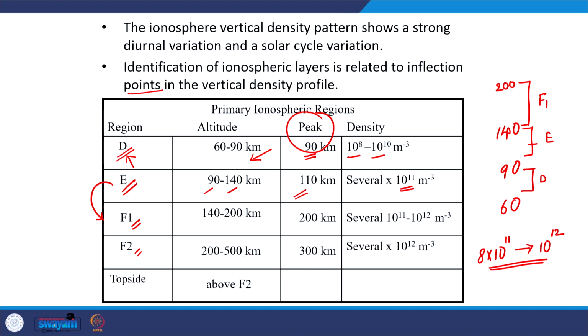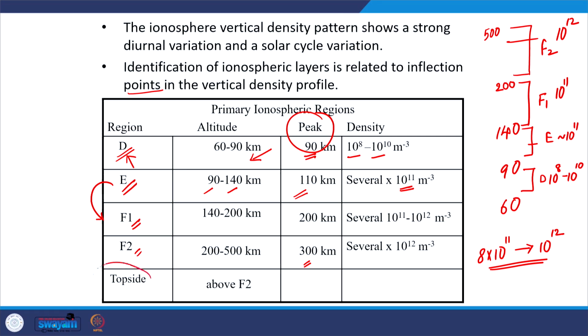F2 region is what is sitting above F1 region, and it will go almost up to 500 kilometers. Okay. So, this is F2 region, and this is the most dense region, or the most dense plasma is present in the F2 region, and the peak is at 300 kilometers, let us say somewhere here. How many number of electrons? 10 to the power of 12. So, this is 10 to the power of 11, this is few 10 to the power of 11, and this is 10 to the power of 8 to 10 to the power of 10.